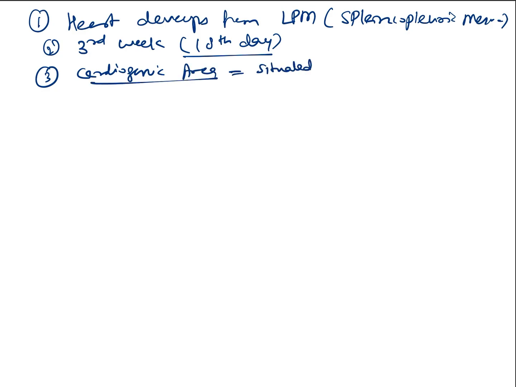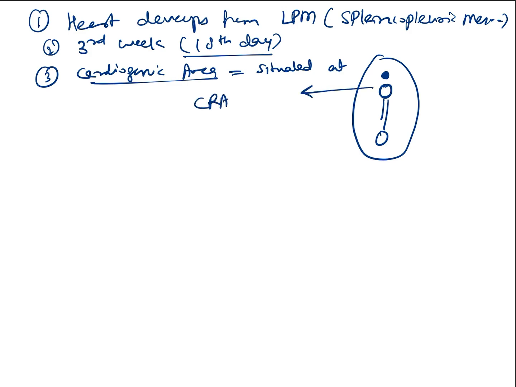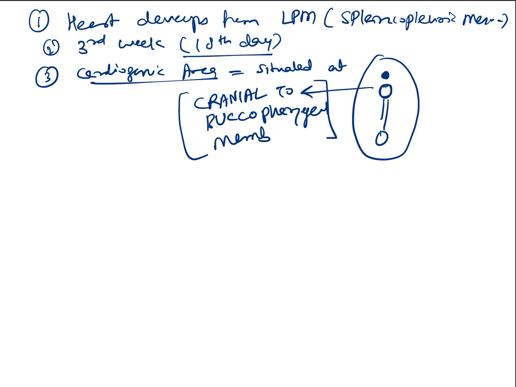situated at, if this is the buccopharyngeal membrane and this is the cloacal membrane of the mesoderm, then this cardiogenic area is situated cranial to the buccopharyngeal membrane. This cardiogenic area forms two heart tubes.